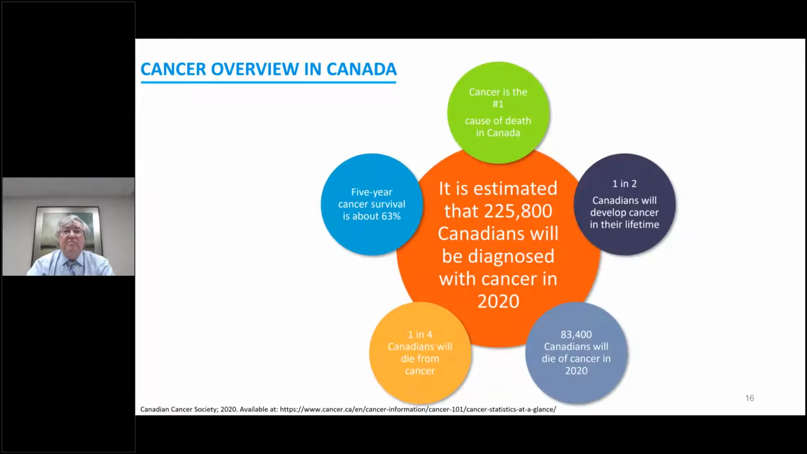Back one. So in fact, I found that quite interesting. Cancer is in fact the #1 cause of death in Canada. I guess excluding maybe coronavirus right now. No, it's still #1. 1 in 2 Canadians will actually develop cancer in their lifetime. The 5-year cancer survival is about 63%. 1 in 4 Canadians will die from cancer, and 83,000 Canadians will die of cancer in 2020. And it's estimated that about 225,000 Canadians will be diagnosed with cancer in 2020. So the one that was false was melanoma, not 1 in 5, but melanoma is certainly creeping up there. And in terms of the incidence of melanoma in Canada, it's about 1 in 65.